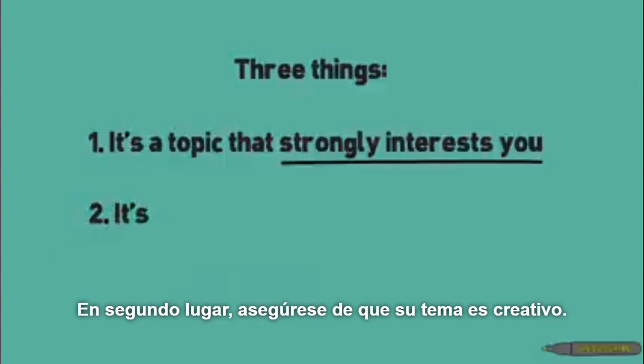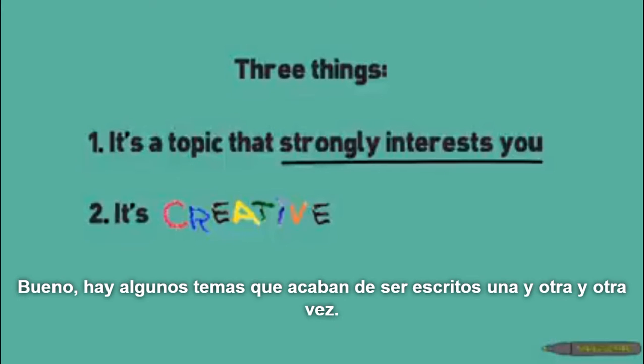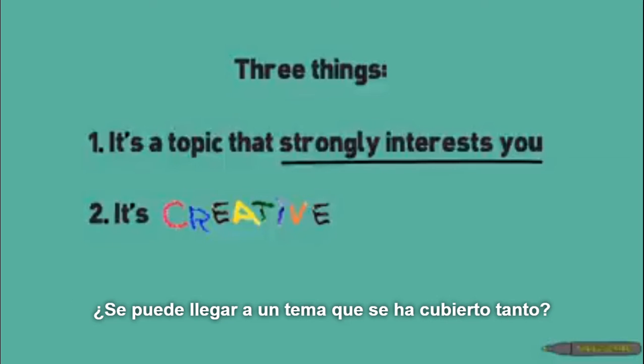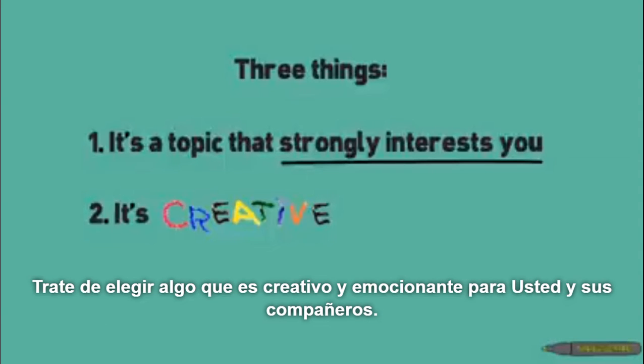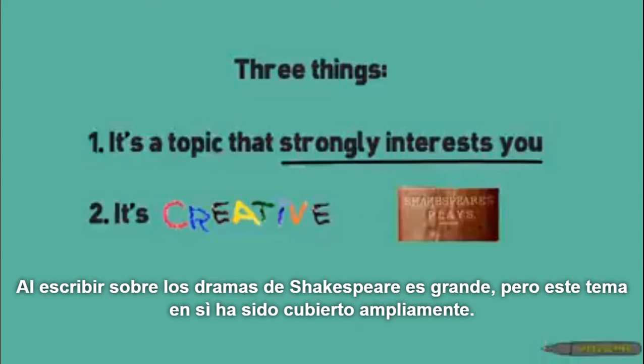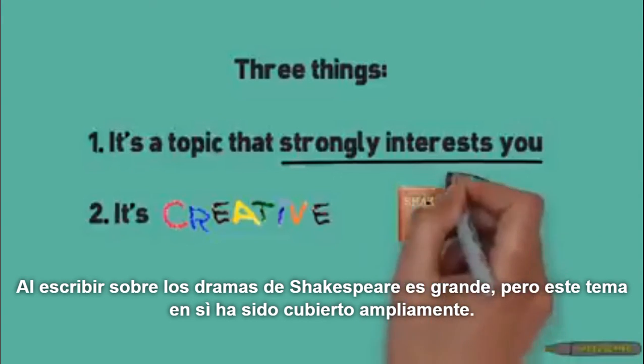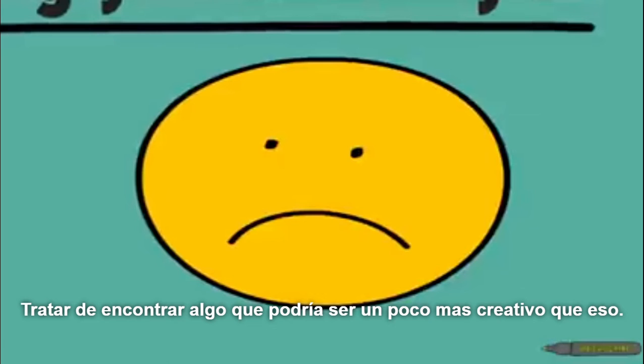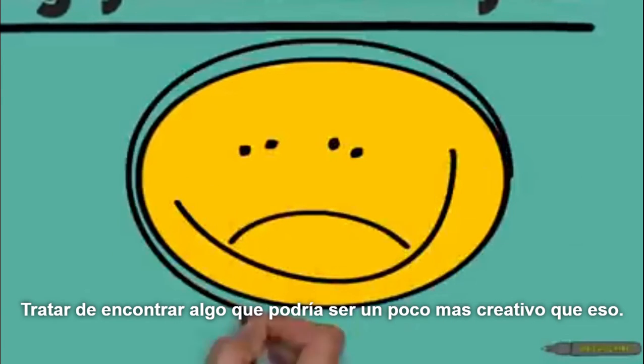Second, make sure your topic is creative. What do we mean by that? Well, there are some topics that have just been written about over and over again. Can you come up with a topic that perhaps hasn't been covered that much? Try to pick something that is creative and exciting to you and your peers. Writing about Shakespeare's dramas is great, but that topic in itself has been covered extensively. So try to find something that might be a little more creative than that.